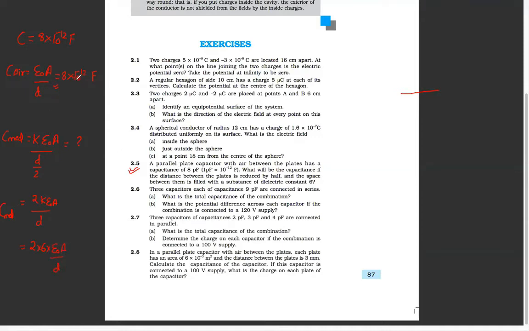Here, epsilon naught A by D is 8 into 10 raised to the power minus 12. So that's 12 into epsilon naught A by D, which is 8 into 10 raised to the power minus 12. So it's 12 into 8 into 10 raised to the power minus 12 farad. This is the capacitance of the parallel plate capacitor with a medium of dielectric constant K, and the space between them is half.